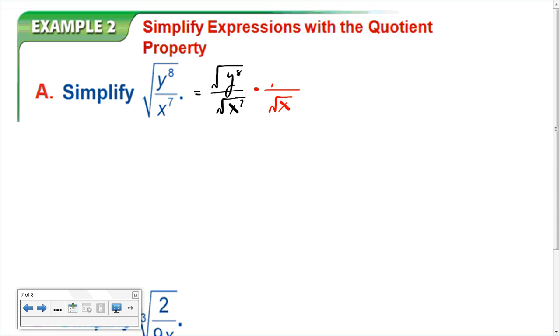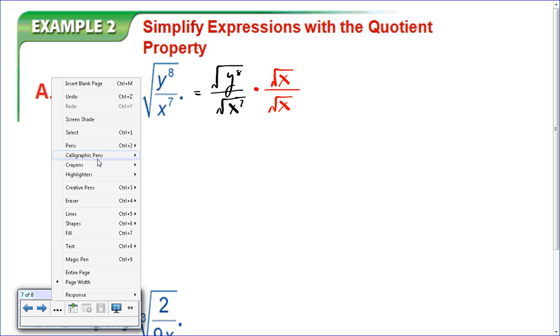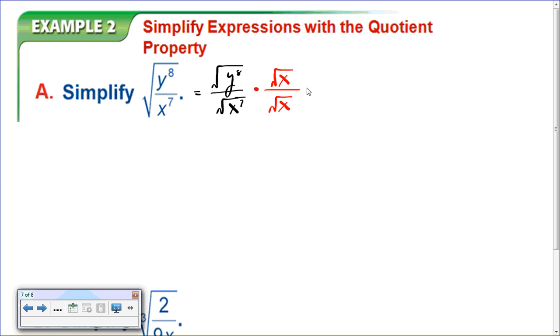Whatever you put here, put up here as well. And now we'll go through and we'll multiply this all out. Okay, so what I've got is, put them together, the square root of x times y to the 8th, over the square root of x to the 8th.